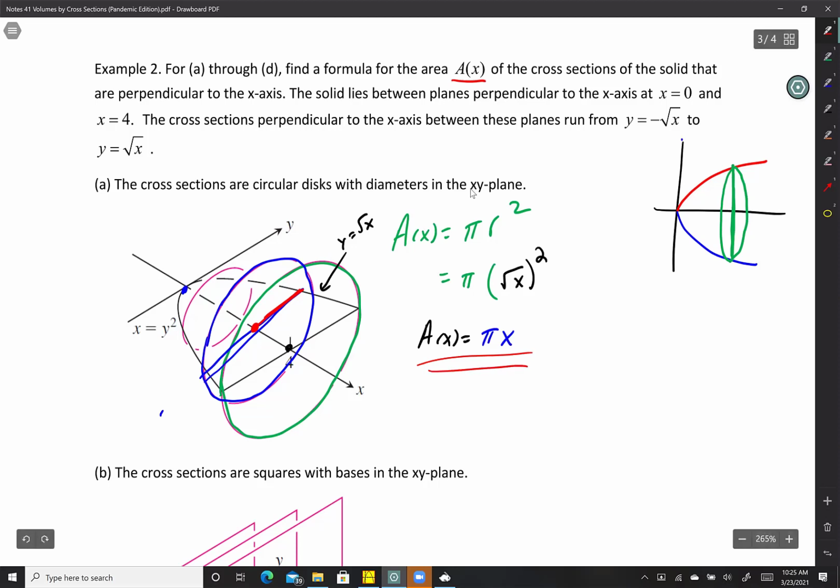If you wanted the volume, they had to tell you an endpoint. Find the volume between 0 and something. If you're wondering what this looks like, it kind of looks like a football, but one that never ends, that just keeps getting bigger and bigger. So I guess not like a football. I don't know what you would call it.